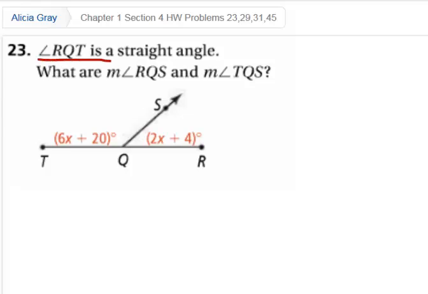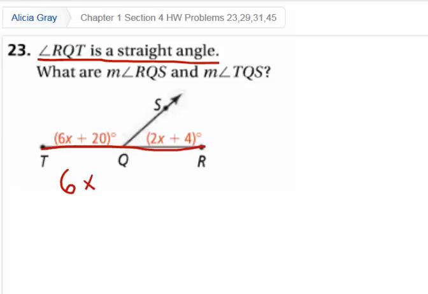Given here that angle RQT is a straight angle, so that is this segment that's shown right here. And we've learned that the definition of a straight angle is that it equals 180 degrees. So we're given the information for both of these angles. They would have to add up to 180. They are also a linear pair, or we could also say they're supplementary.